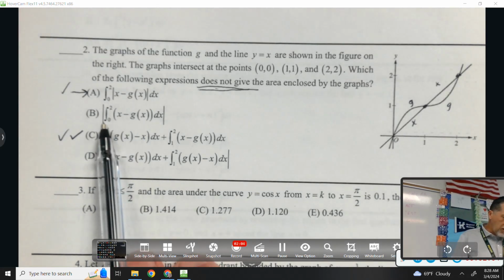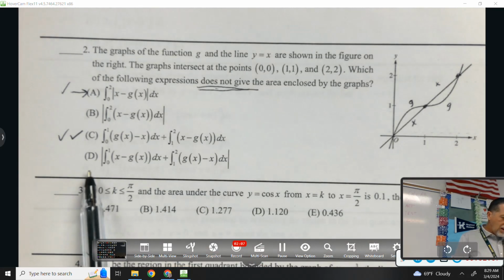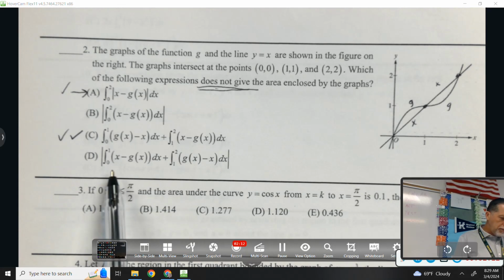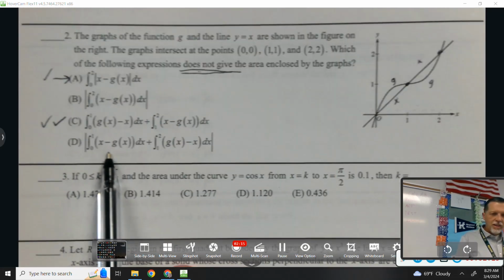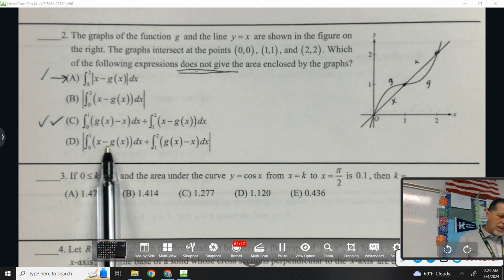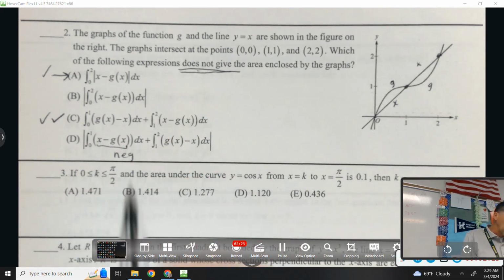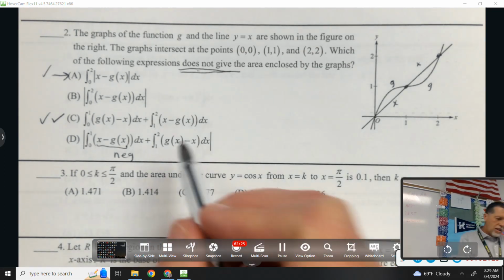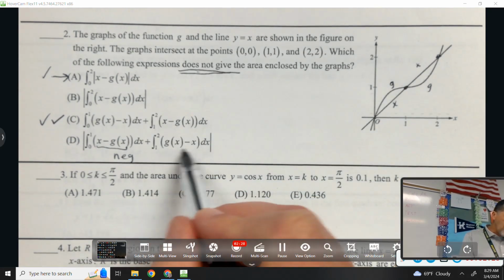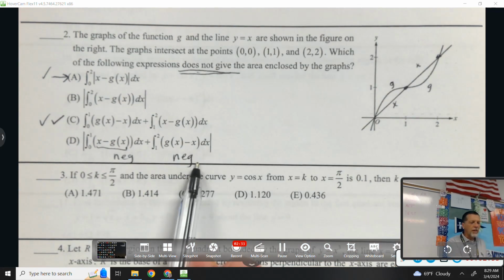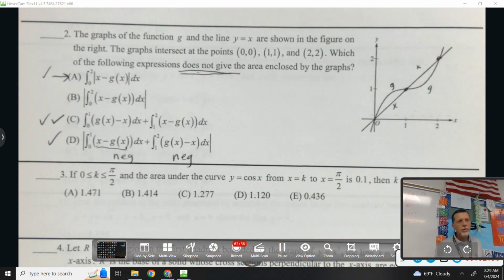B puts the absolute value bars outside of everything. D splits them up and then takes the absolute value. Okay, let's see here. 0 to 1 of x minus g. That's backwards, so that's going to be a negative value. 1 to 2, but this is also backwards, so that's going to be a negative value. So we add up the two negative values, and then we make them positive. That means D would work. You should not use D's method, because that's really confusing, but D would work.